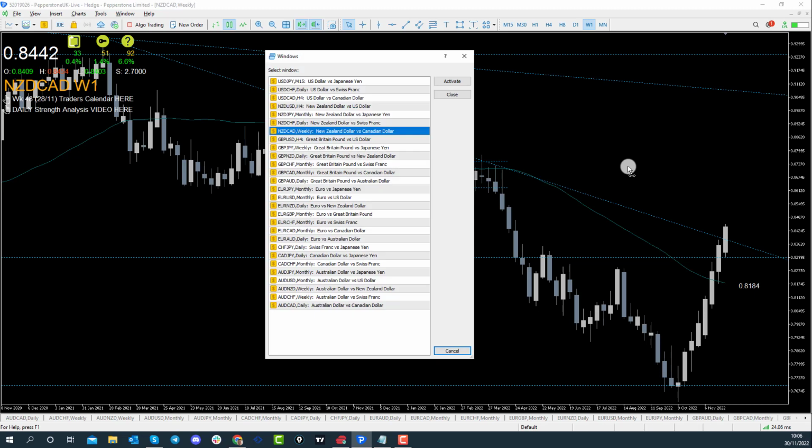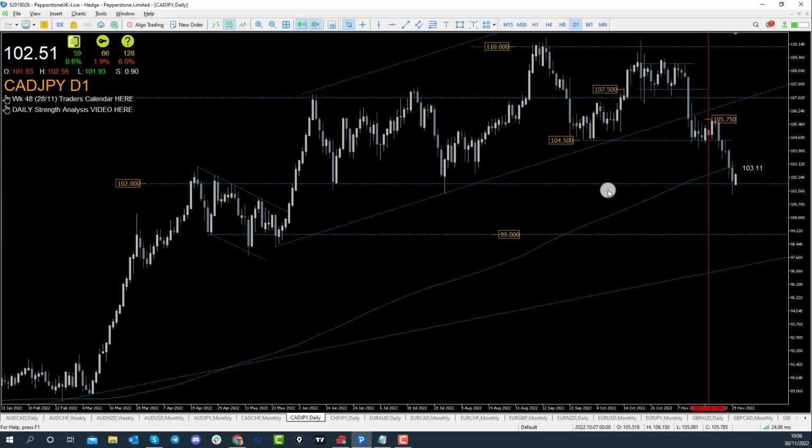Now, another chart that featured on the tables was CAD yen. So we're going to jump over to CAD yen. Again, this is a market that we've actually benefited from quite well.